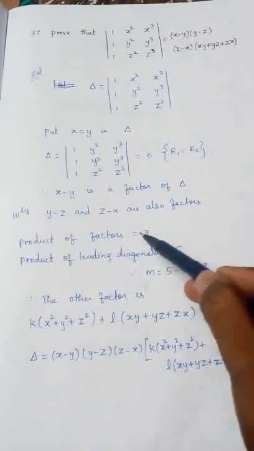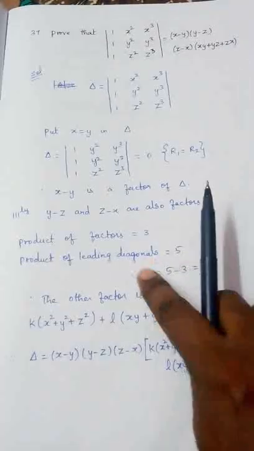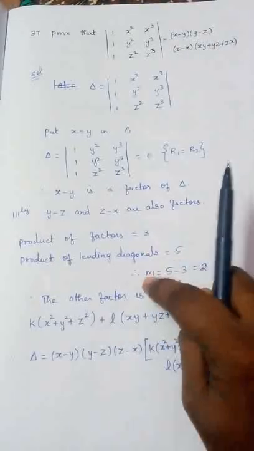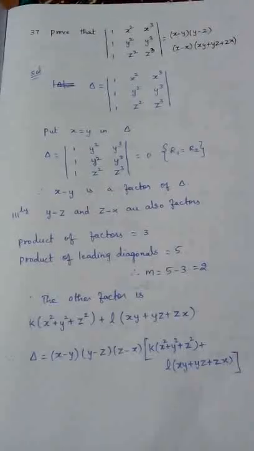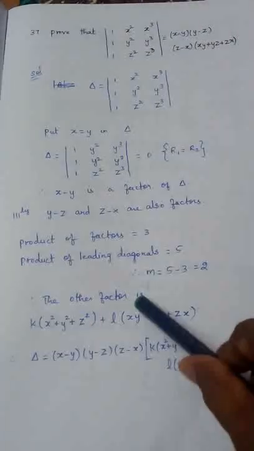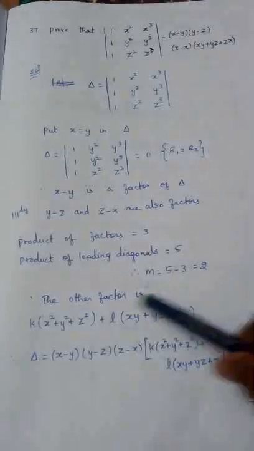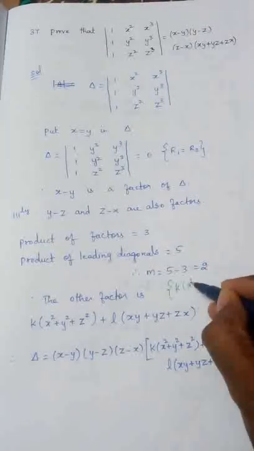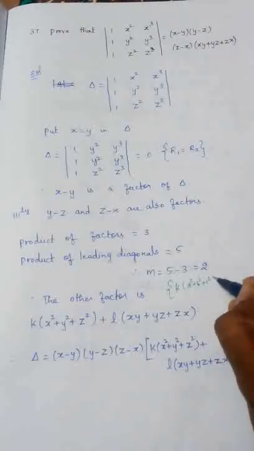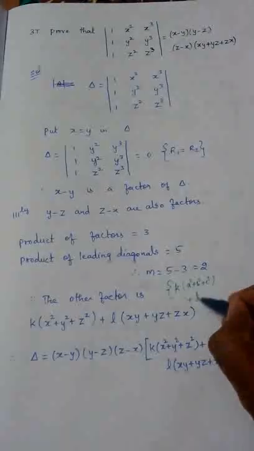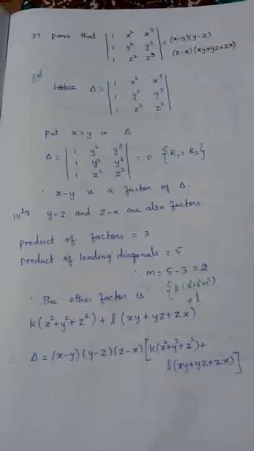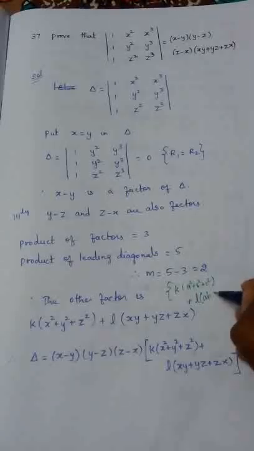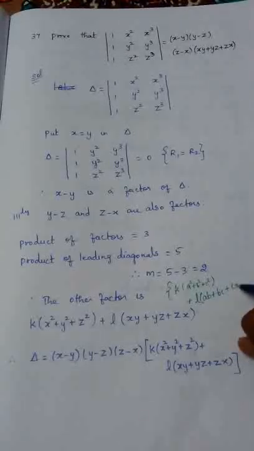The difference between these two, 5 minus 3, is called m. So m value is 2. Difference between these two is called m. So m is 2. If m is 2, what is the other factor? The other factor is this one. Actually, we would have studied the other factor as k into a square plus b square plus c square. While learning the formula, we would have learnt like this: plus L into ab plus bc plus ca.